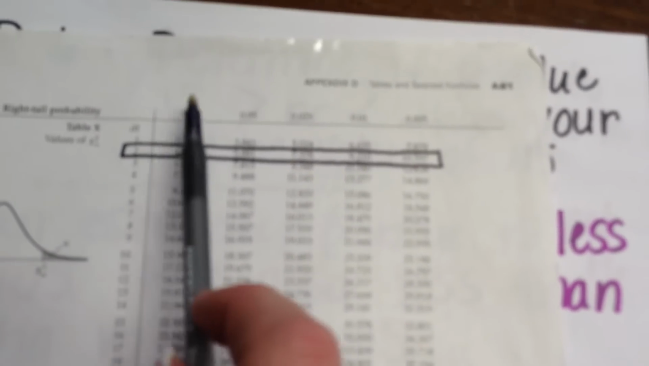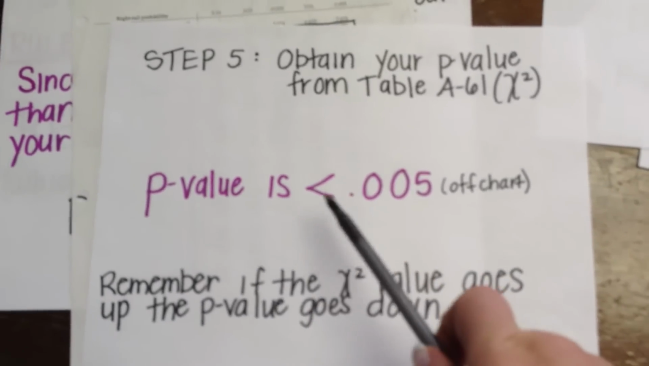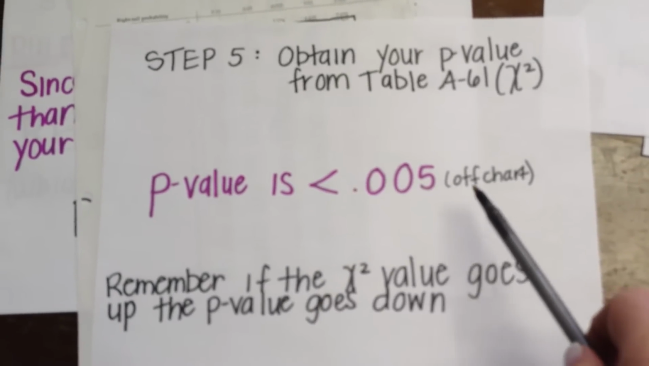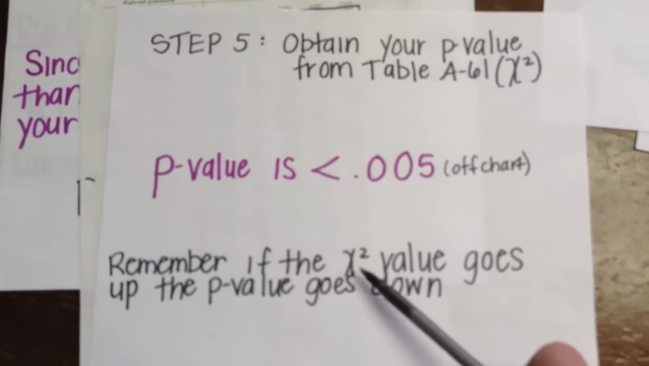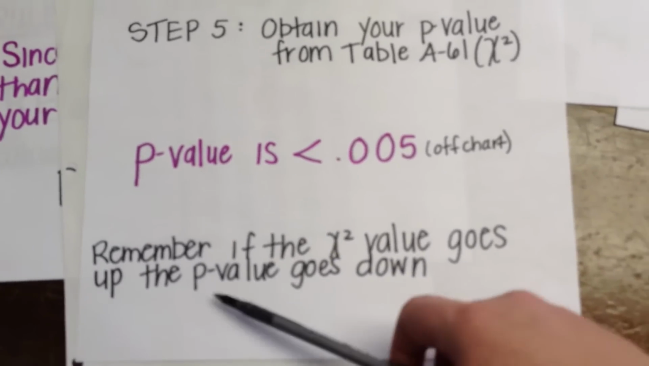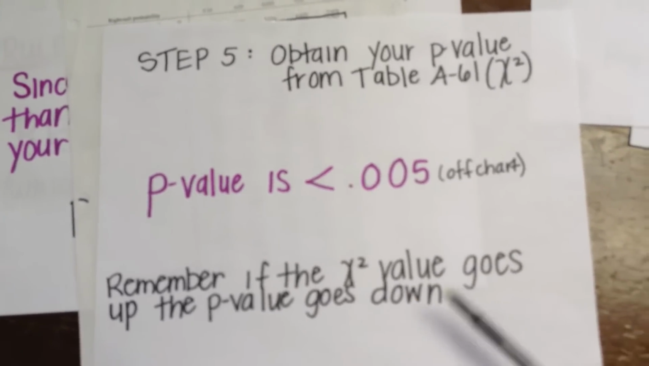If you look at your chart and your p-values are going across, your p-values go down as they go to the right. Your chi-square values go up as you go to the right. This is an important rule to remember. So we determined that our p-value is less than 0.005 because our data is off the chart. Remember what I just told you, that as your chi-square value goes up, the p-value goes down. This will help you when figuring out your values.